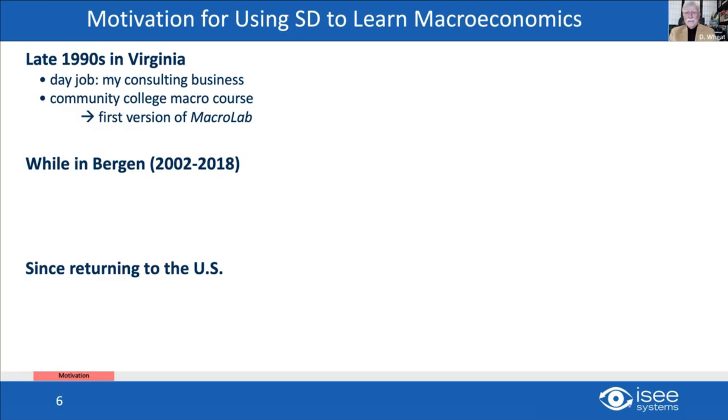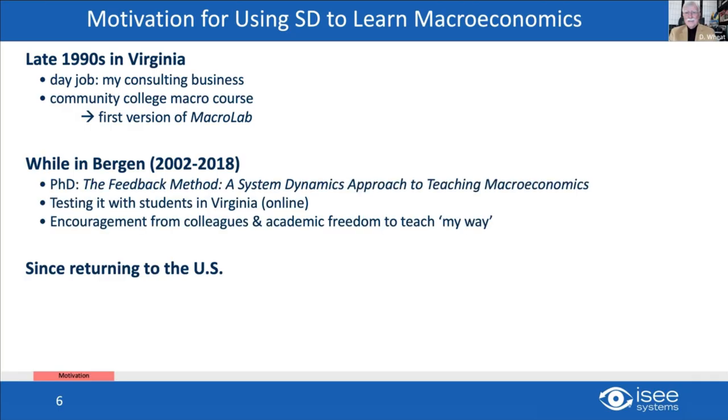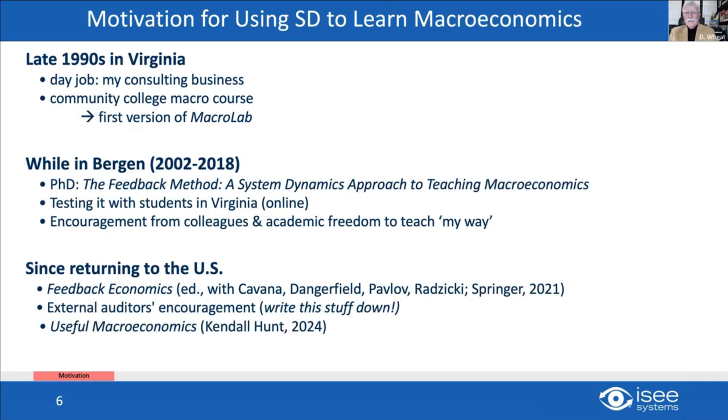And so I sort of had my new professional mission in life, you might say, to teach macroeconomics with system dynamics. But to do that, I felt like I needed a proper education. So at the age of 55, I moved to Bergen, Norway, and met all my good friends and future colleagues there, and got a PhD, with the focus on using system dynamics to teach macroeconomics.